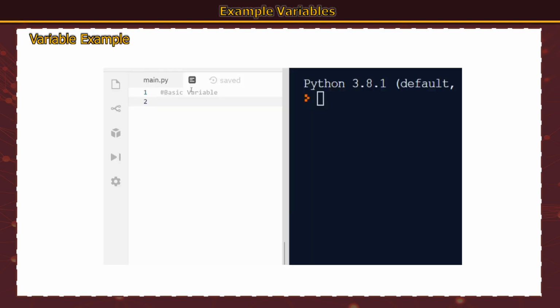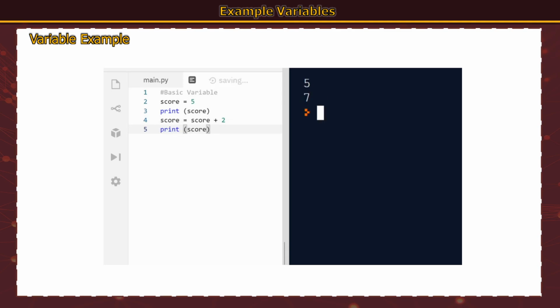Let's take a look at some example variables using Python. Here I have a variable called score and I assign it the value 5. When I print this out, you will see that score is printed to the screen. Now let's take score and reassign it with a new value. I've got score, I take the original value of 5 and I add 2 to it. So score now becomes 7. The program now shows that score is reassigned. It starts as 5 and then it becomes 7.